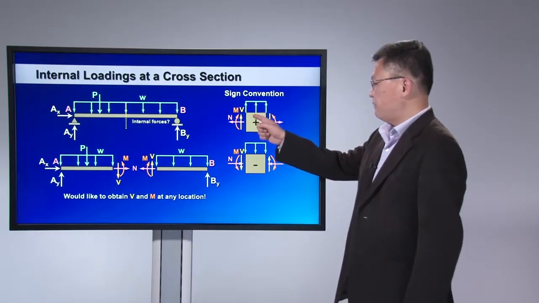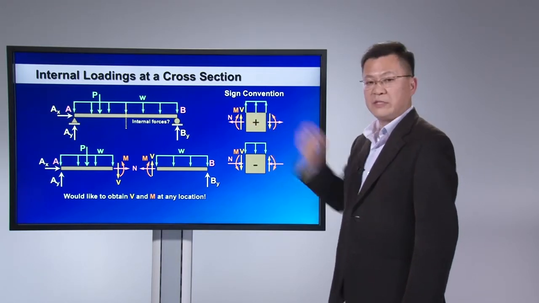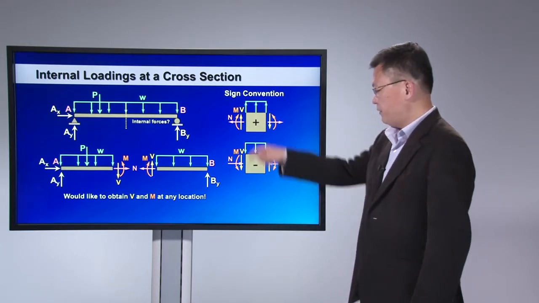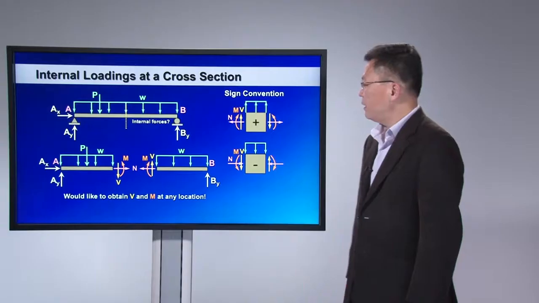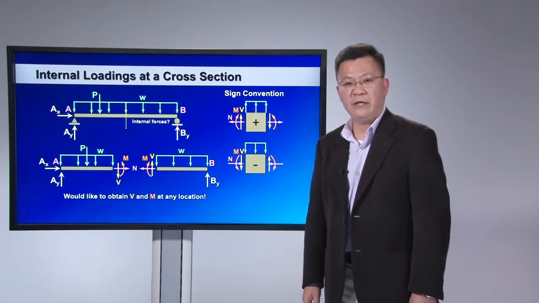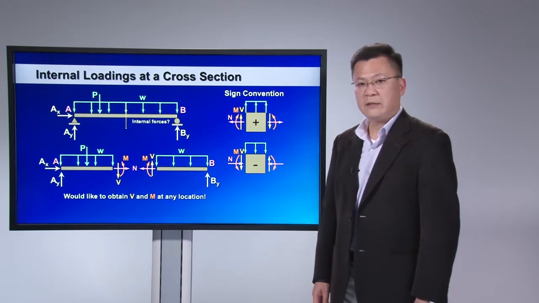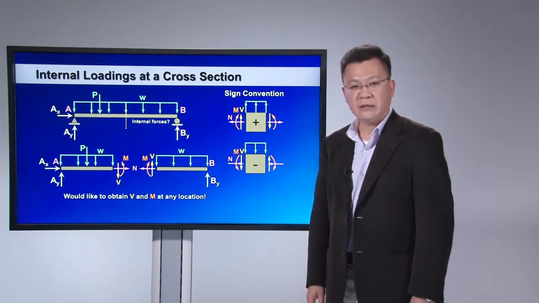Shear force is defined as positive if it's acting on the left-hand side of the surface pointing upward. It's defined as negative if on the left-hand side of the surface it is pointing downward. On the right-hand side of the surface, the shear force is defined as positive if pointing downward, and pointing upward on the right-hand side of the surface is defined as negative. Now, bending moments on the left surface are defined as positive if they are clockwise. On the right surface, they are defined as positive if counterclockwise.